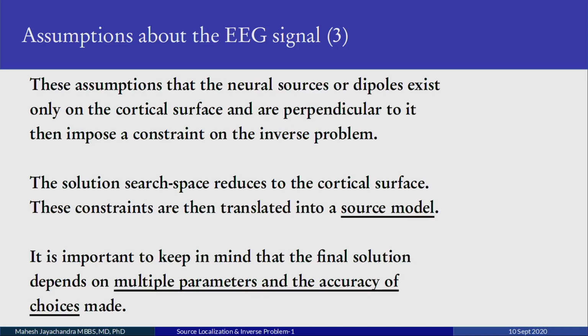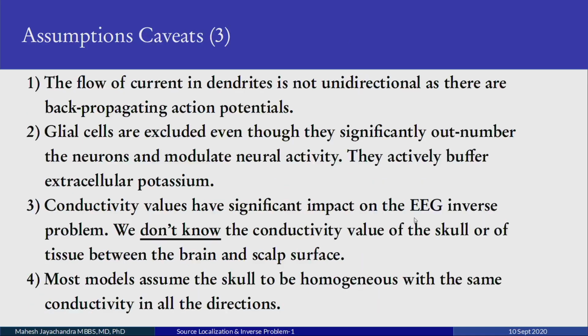It's very important to keep in mind that the final solution you get depends on multiple parameters and the accuracy of the choices made, because if the initial parameters are slightly different, then the solution will be very different. So some of the things to keep in mind: we make a lot of simplifying assumptions. We assume that the current in dendrites flows unidirectionally, but that's not true, because if you remember, the action potential starts at the initial segment and moves forward orthodromically, as well as backward, and invades the soma, the cell body. These are back-propagating action potentials.